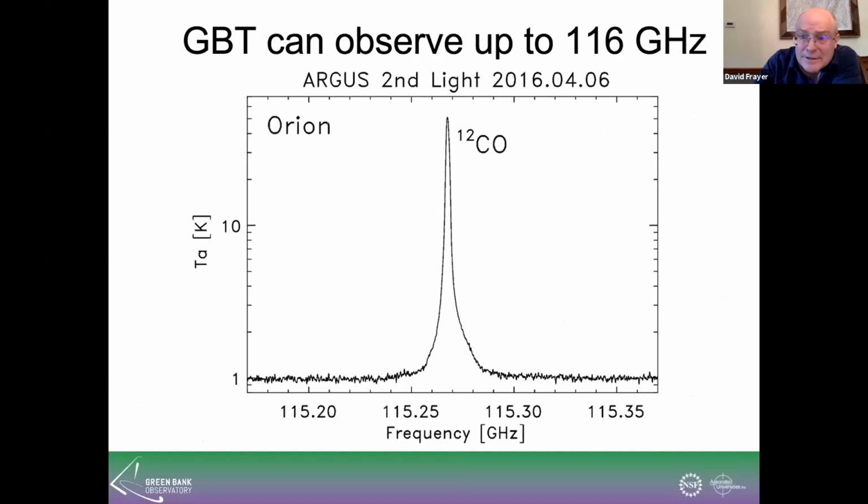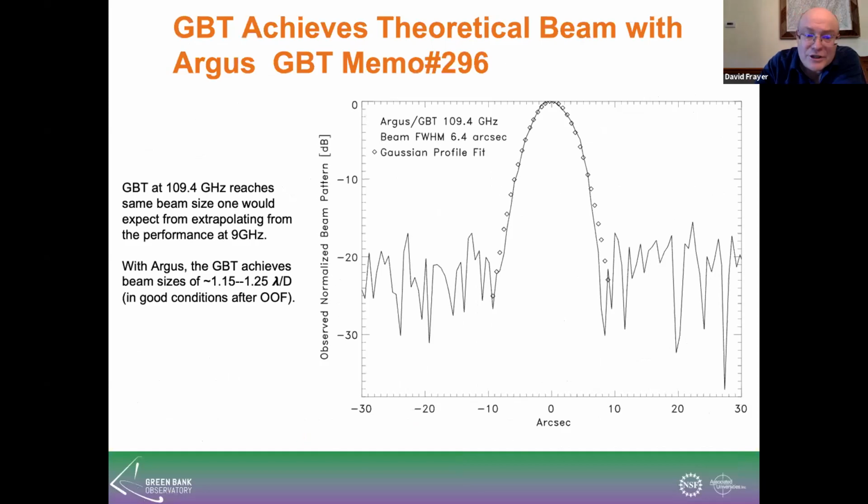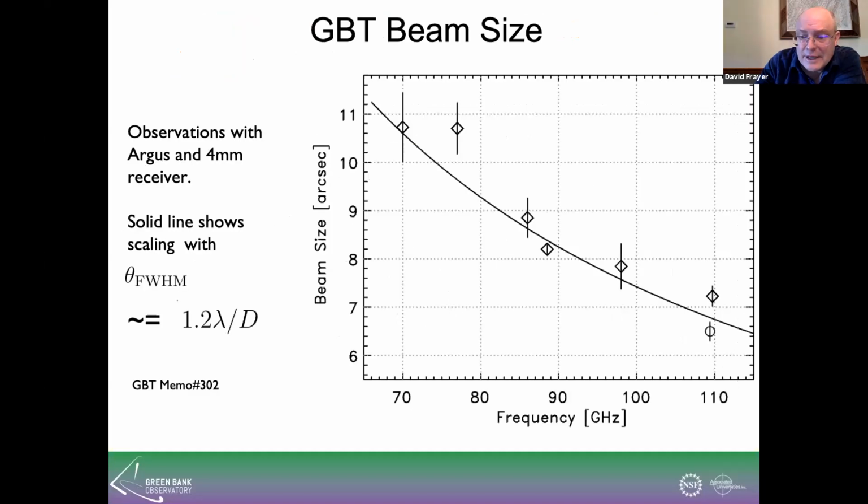As we already mentioned, we can observe up to 116 gigahertz. Here's our second light. I did this second, where 12CO from Orion, on a log scale. This shows that we can reach the theoretical beam even at 110 gigahertz. There's the beam size as measured as a function of frequency, at the higher end of the band.